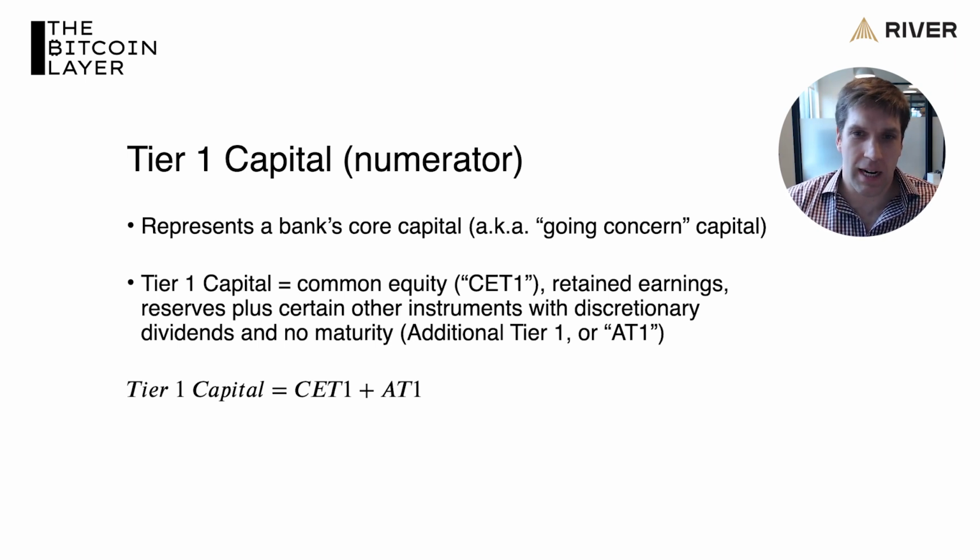You get to include your retained earnings, your reserves, and then a bank also gets to include certain other financial instruments. These are typically bonds, but they have to meet specific parameters, or they have to have specific qualities attached to them to qualify as additional tier 1 capital under the Basel III framework. So the key ones here are that the dividends have to be discretionary.